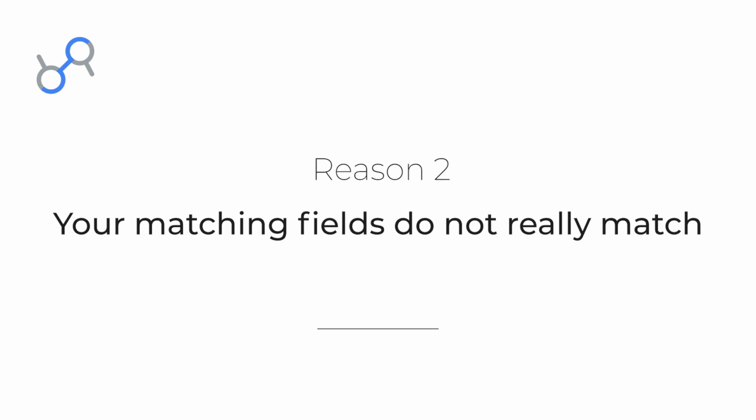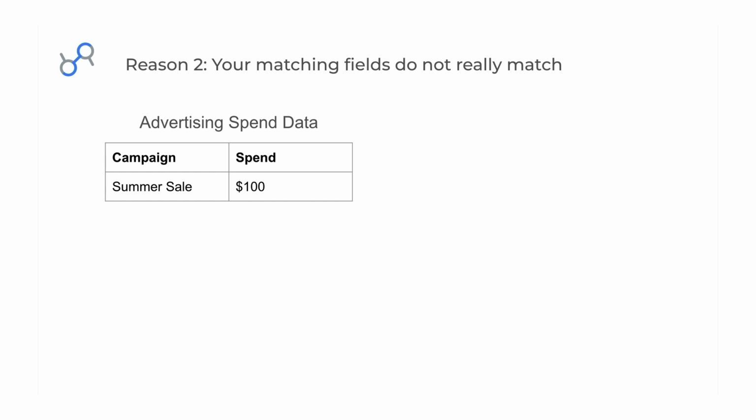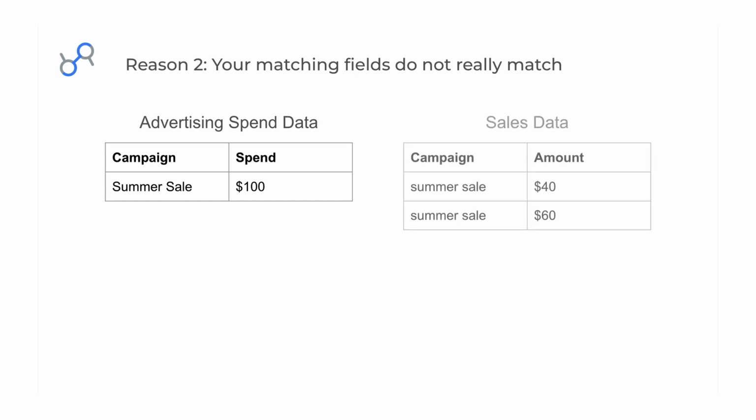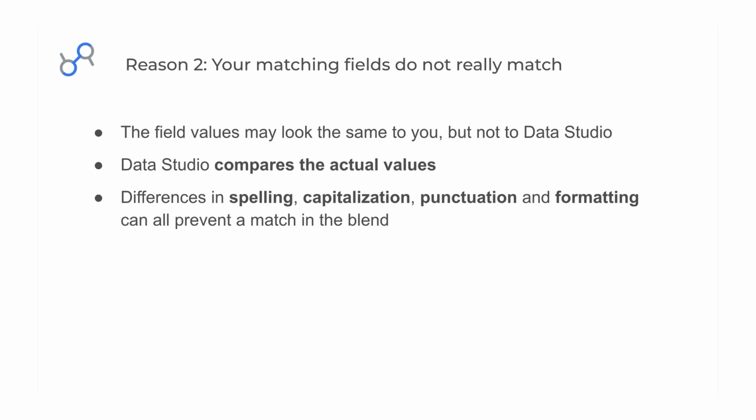Reason 2. Your matching fields do not really match. The second reason blends fail is that the fields you're using may look the same to you, but they are not the same to Data Studio. Imagine that one table contains this campaign name, and the other table contains summer sale written in lowercase. Those obviously refer to the same campaign, but Data Studio compares the actual values. Differences in capital letters, spaces, punctuation, and formatting can all prevent a match in the blend.